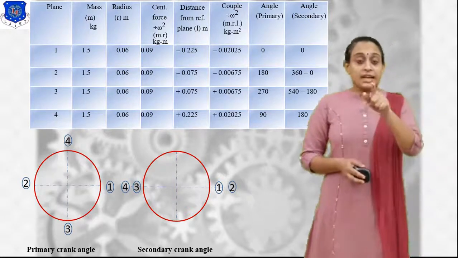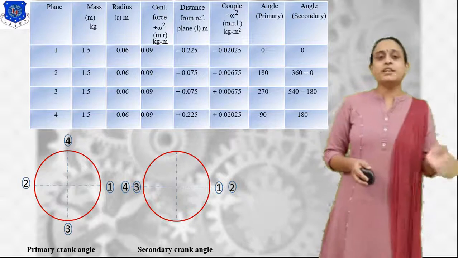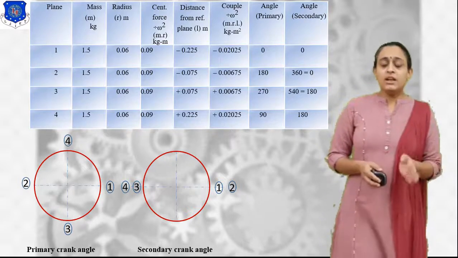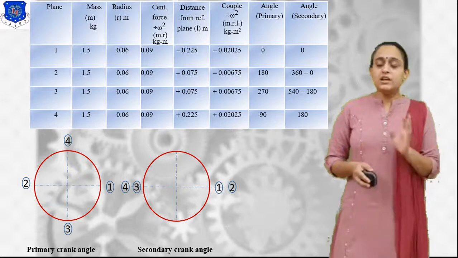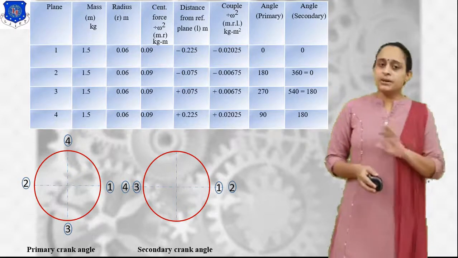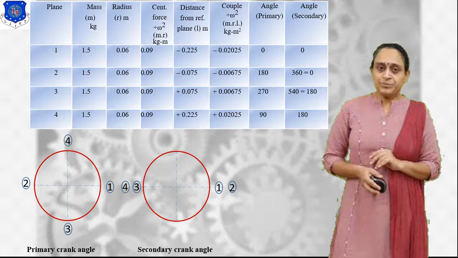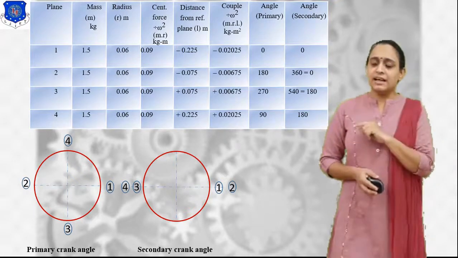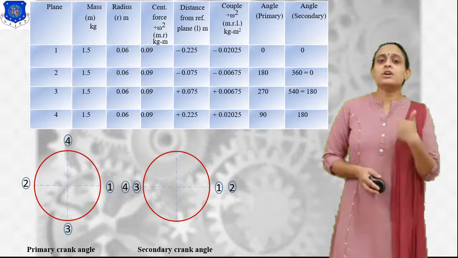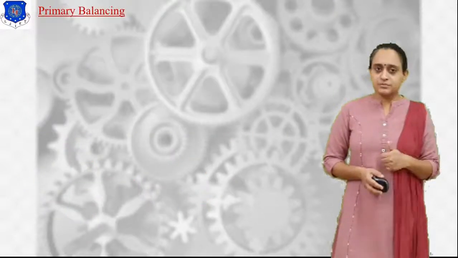Now as you see in this diagram, all the values are known. Clear? If all the values are known, we can solve any of it. Either force or couple, we can find out any of it. Now you have to draw this table and this diagram also. Then you can solve our numerical.